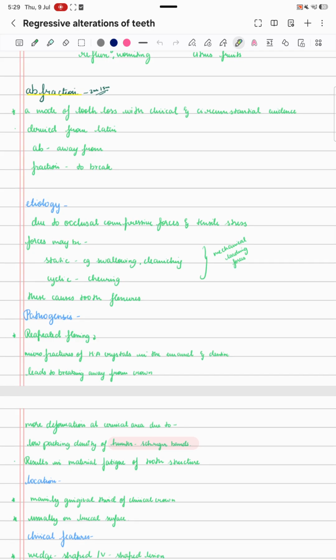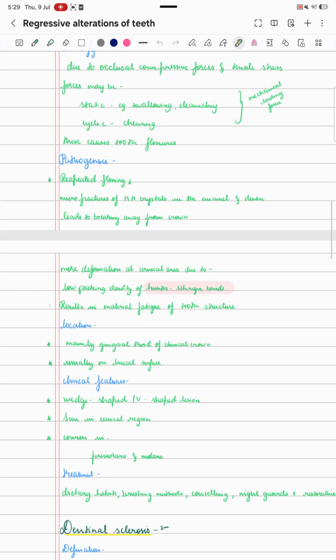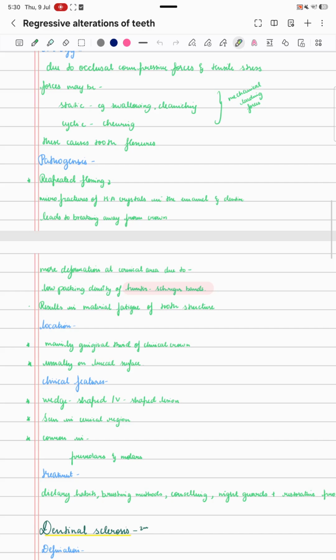Now, etiology could be due to occlusal compressive forces, tensile stresses, masticatory stresses, swallowing, clenching. Wherever you cause a lot of tooth flexion or tooth movement, the tooth tends to microfracture. That is abfraction. Abfraction is basically a kind of tooth fracture which occurs due to stress and compressive forces. Repeated flexure or tooth movement causes microfractures of the hydroxyapatite crystals in the enamel and dentin, leading to breaking away from the crown.